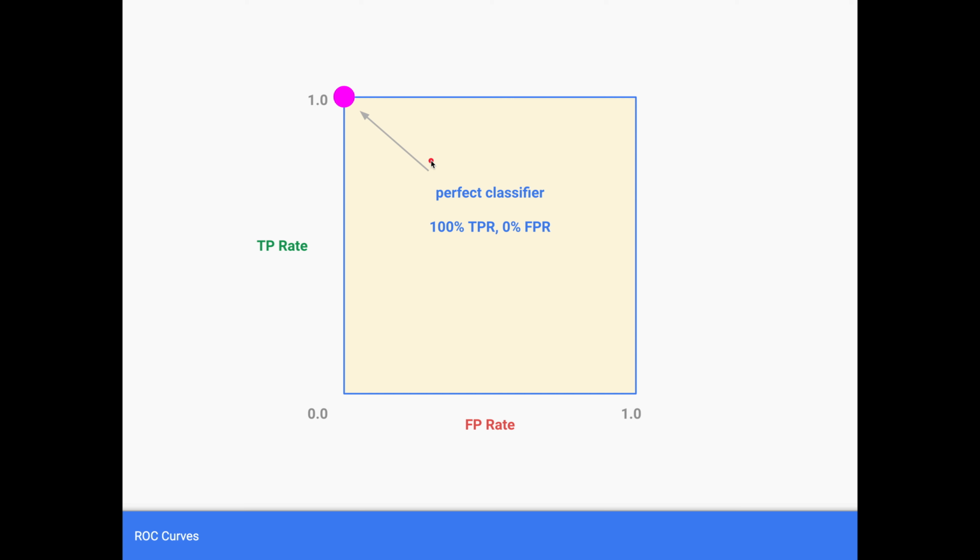Now, a perfect classifier has 100% true positives and 0 false positives. Very rarely do we get that, but that would be in the top left corner. 100% true positives and 0 false positives. So that's the ideal corner that we are aiming for. We're rarely going to get there, but that's the direction we want to configure and train towards.